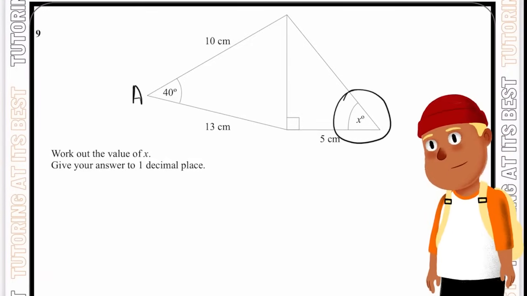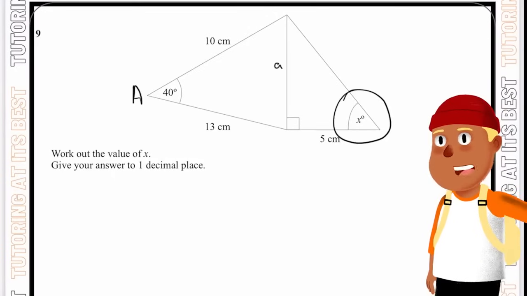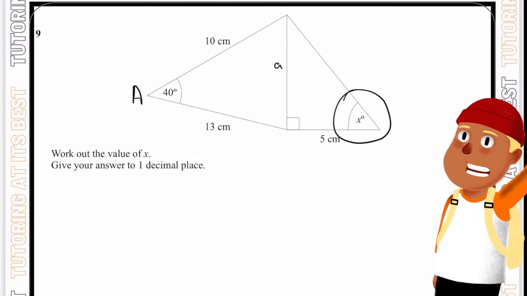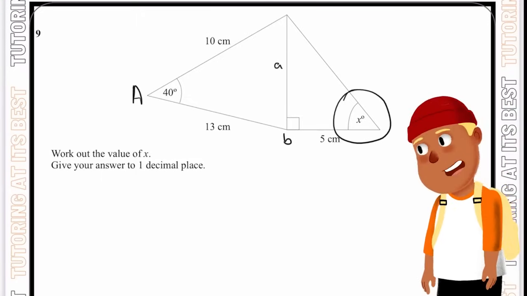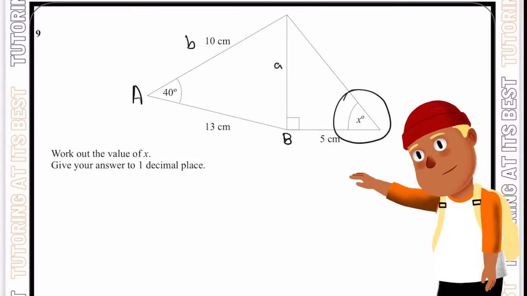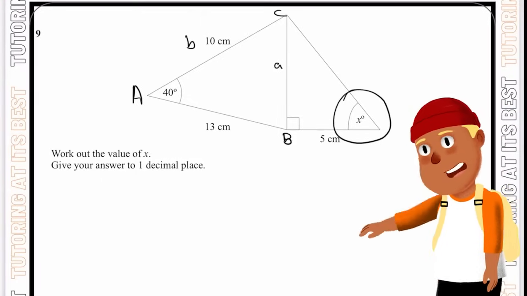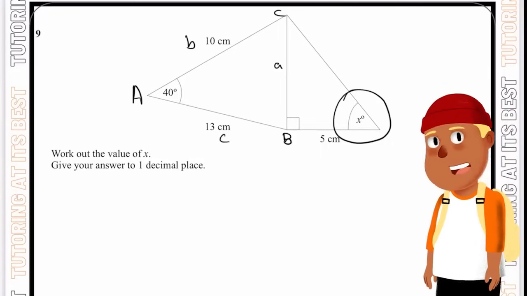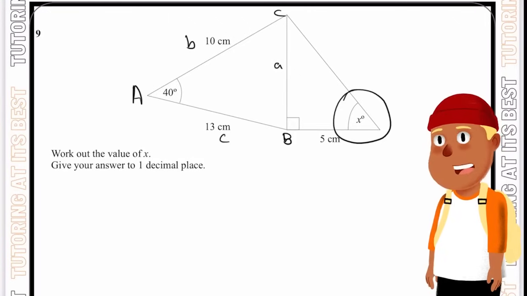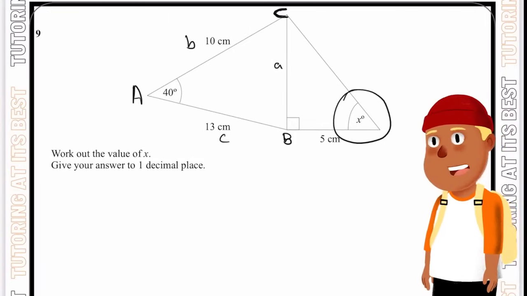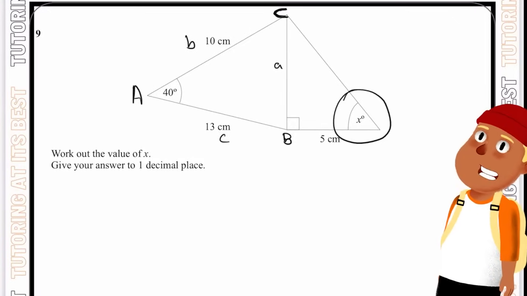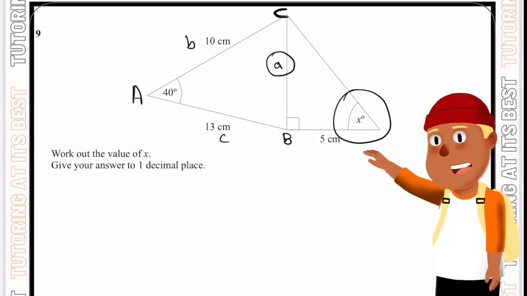So if we label this as A, this becomes our lowercase a. And if this is our B, this becomes our lowercase b. And then if this is our C, that's our lowercase c. Marvelous. So we've labeled all of our sides. We now need to calculate A. So how do we calculate this side here?